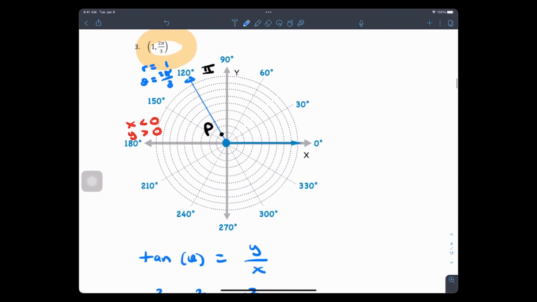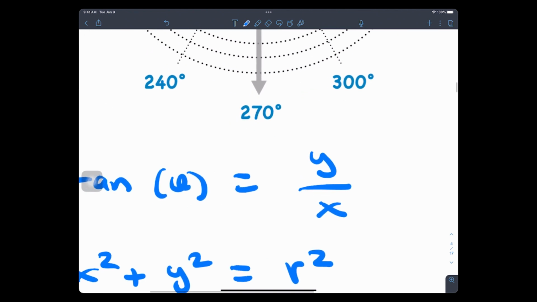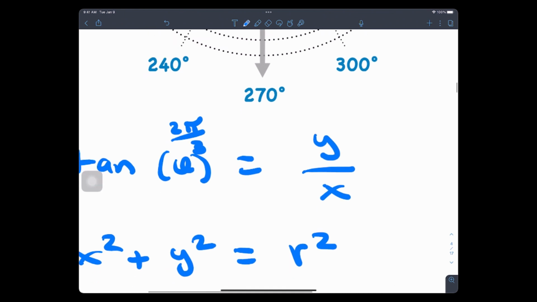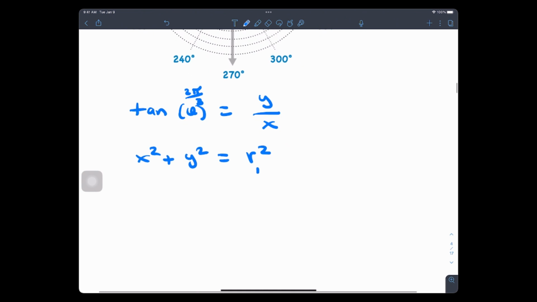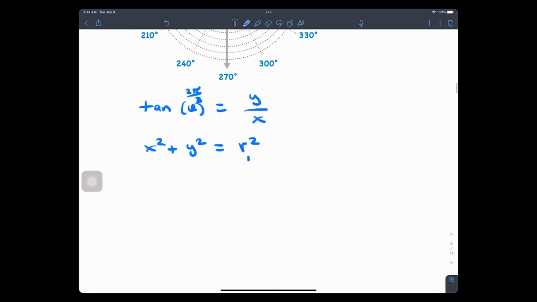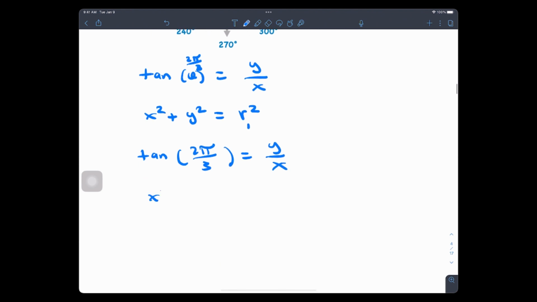So theta we know is 120, right? We already know what theta is. That was 2 pi over 3. My radius was 1. So when you plug those in, tangent of 2 pi over 3 becomes y over x, and x squared plus y squared is 1.